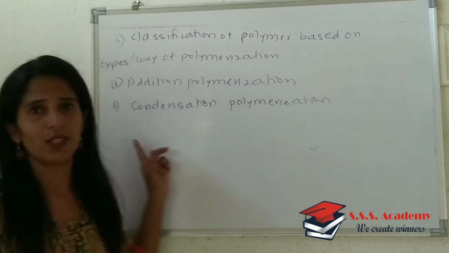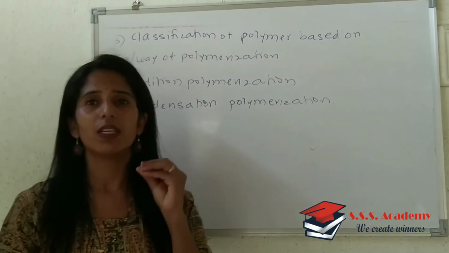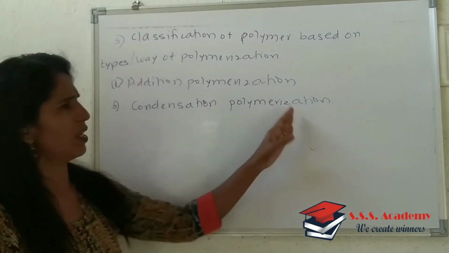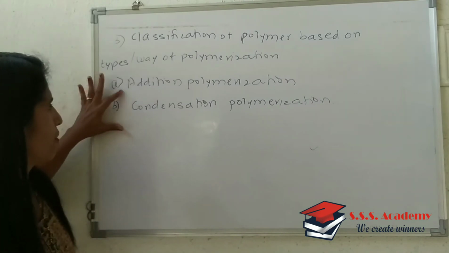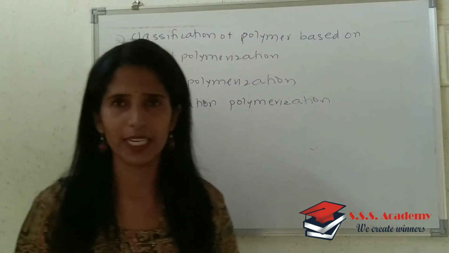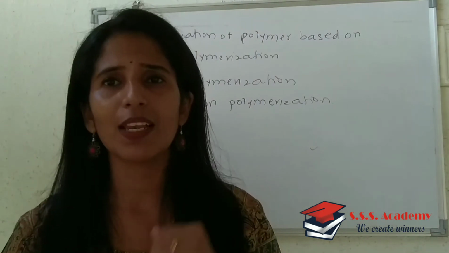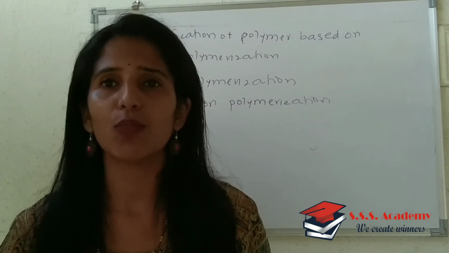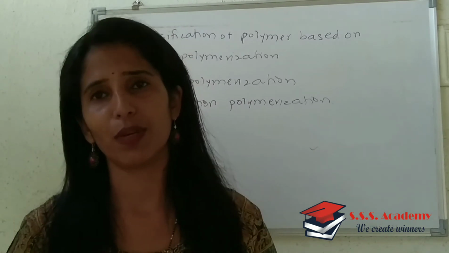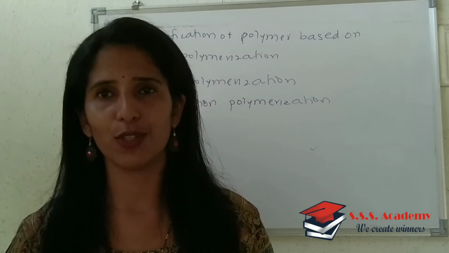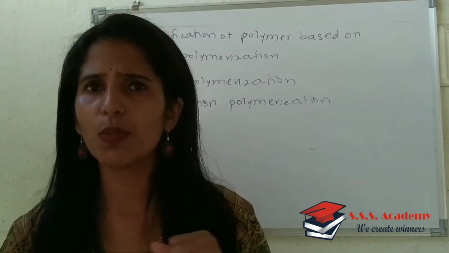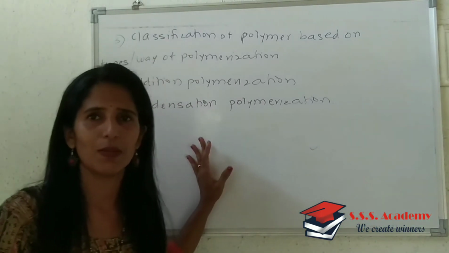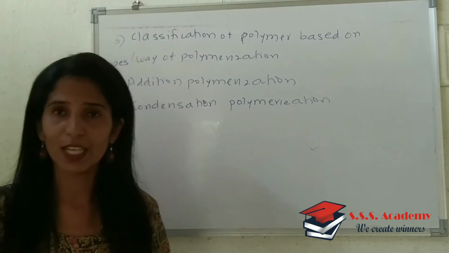In condensation polymerization, the second type, there is always removal of a simple molecule. It may be water, it may be ammonia, anything. So now we will start with addition polymerization in somewhat detail. Addition polymerization is basically observed in case of vinyl molecules, or alkene molecules, and that's why it is also called vinyl polymerization. The monomer units which involve a double bond have a tendency to undergo this type of polymerization reaction.